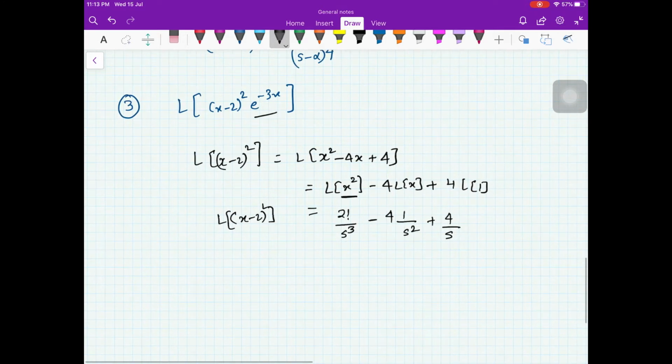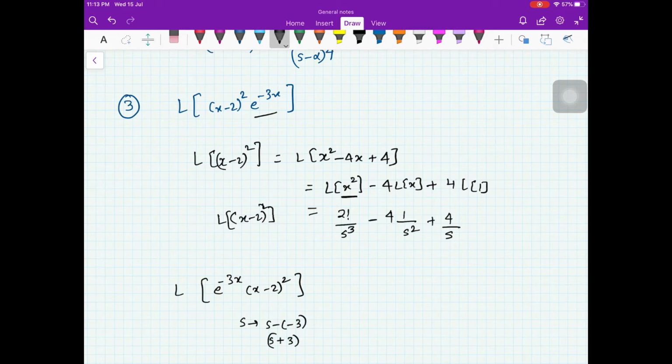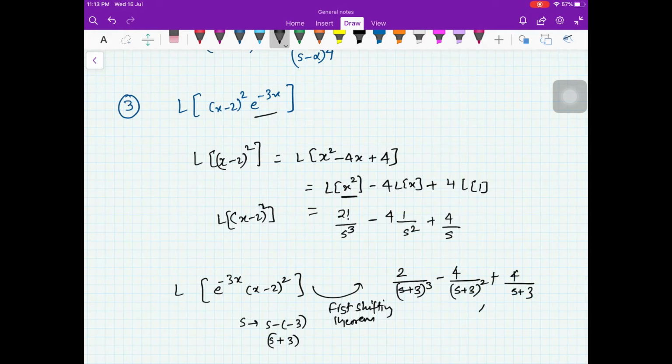Now you multiply with e raised to power minus 3x, x minus 2 square. So on the right hand side, your s will be replaced by s minus minus 3, so s will be replaced by s plus 3 by first shifting. So the first shifting theorem says that on the right hand side you will have 2 upon s plus 3 cube minus 4 upon s plus 3 square plus 4 upon s plus 3. So this is going to be your answer. This is how you use the first shifting theorem to solve your problems.